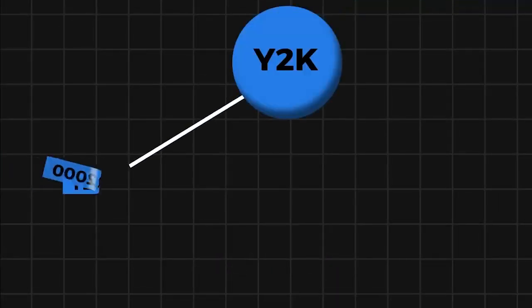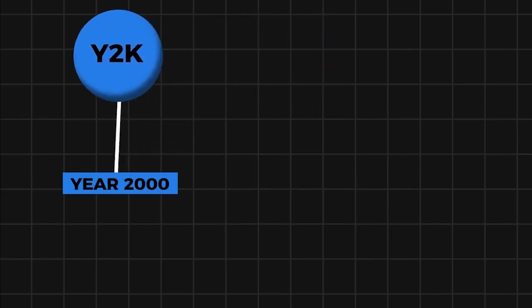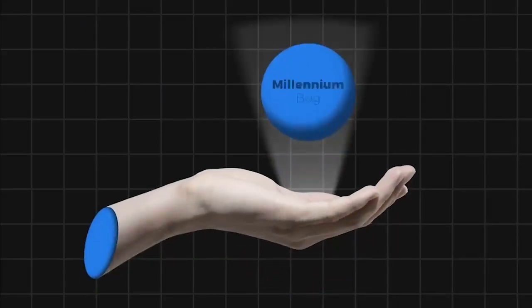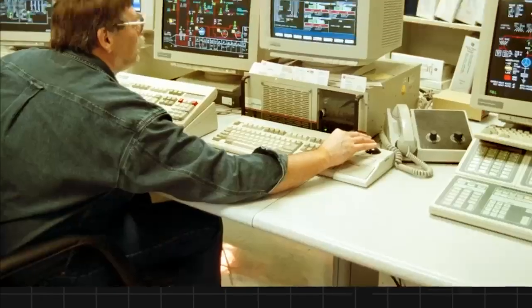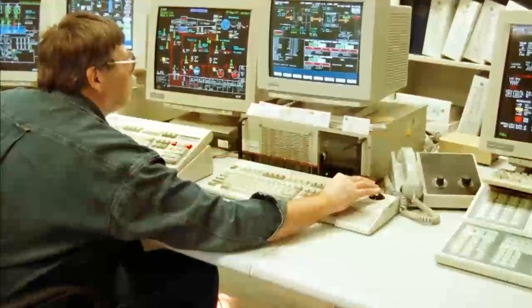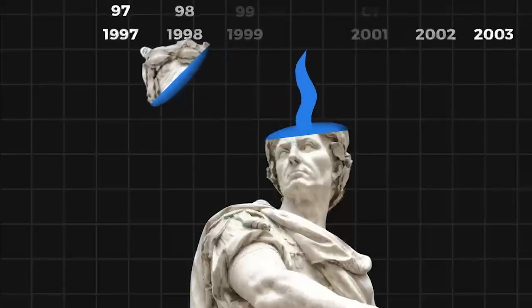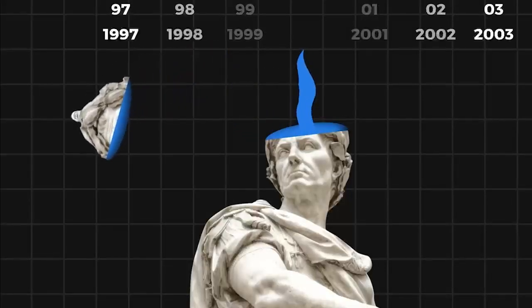Y2K is a term that stands for year 2000 and was commonly used to refer to the software problem that occurred during that time. The issue was commonly referred to as the Millennium Bug because people associated it with the transition to the new millennium, even though the problems could have happened at the end of any century. In the past, certain programs would only display the last 2 digits when representing years with 4 digits.